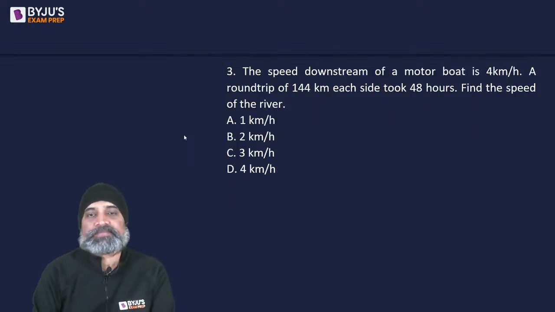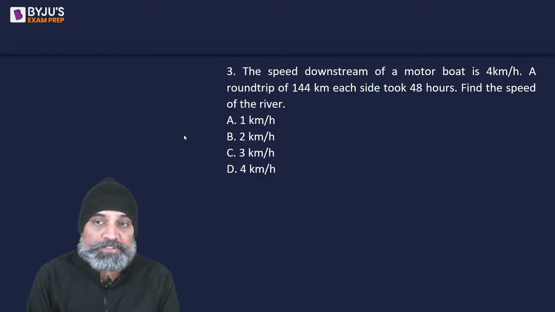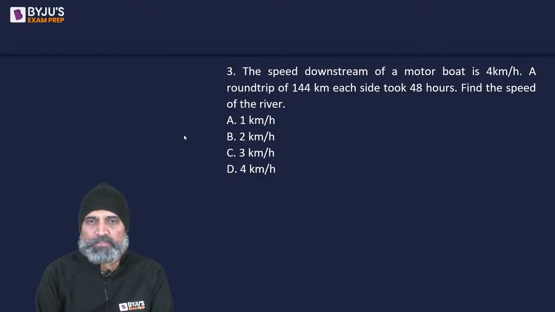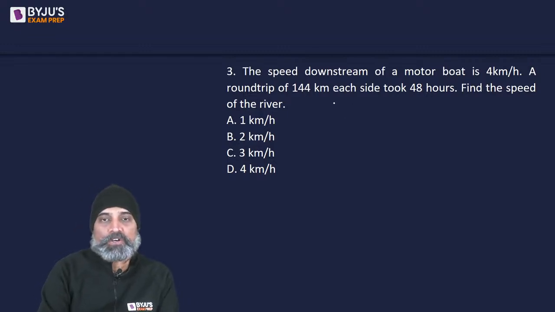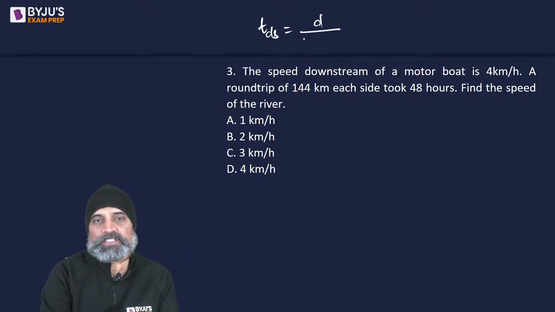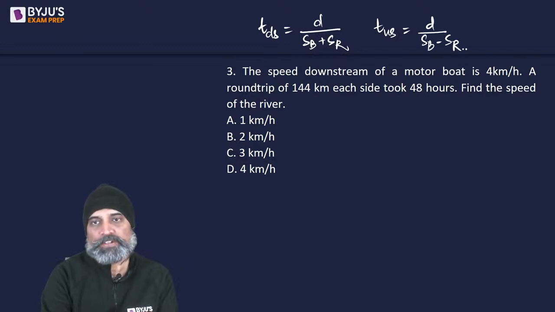Next question. The speed downstream of a motorboat is 4 km per hour. A round trip of 144 km each side took 48 hours. Find the speed of the river. Okay. So time taken for a motorboat to go downstream is given as the distance it covers divided by speed of boat plus speed of river. And in the case of upstream, it's the distance divided by speed of boat minus speed of river.